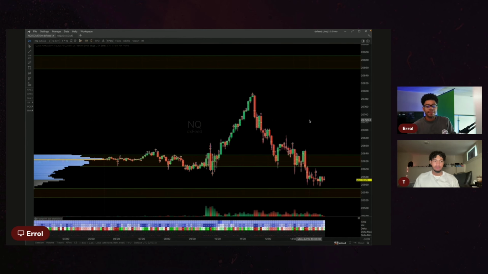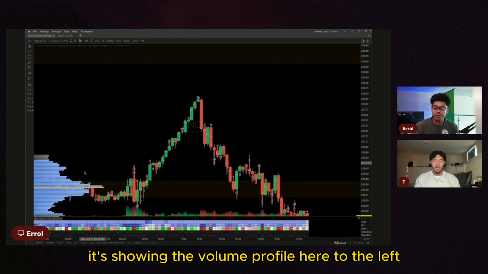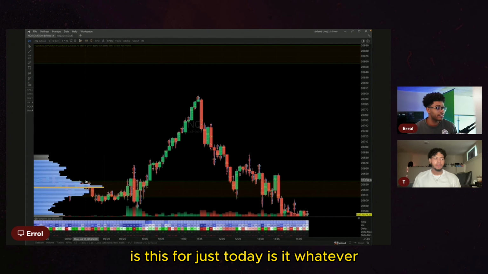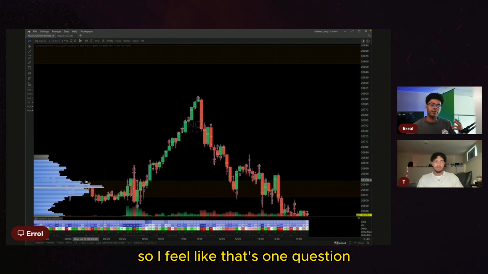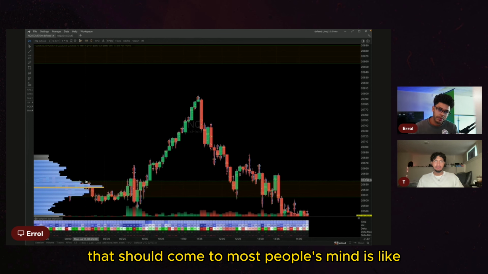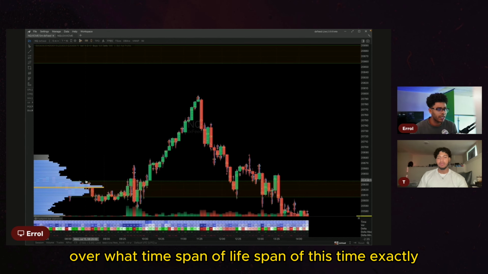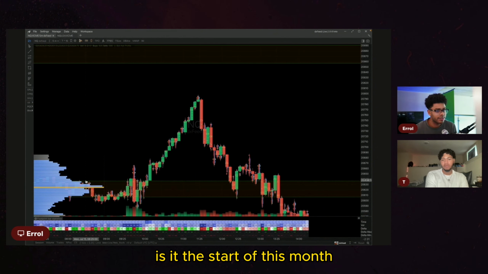So this is my process. With volume profile, depending on the software you use, it's showing the volume profile here to the left, but how do you know how far back this volume is going? Is this over the last 5 days? Is this for just today? I feel like that's one question that should come to most people's minds: you should question over exactly what time span the volume profile is calculated. The whole lifespan of the stock? Is it the start of this month? Is it whatever it is?